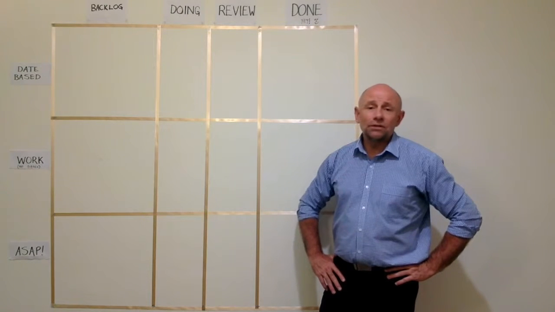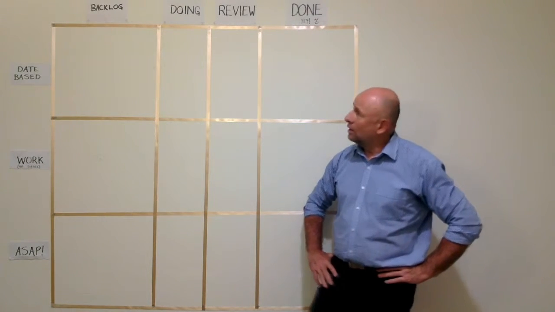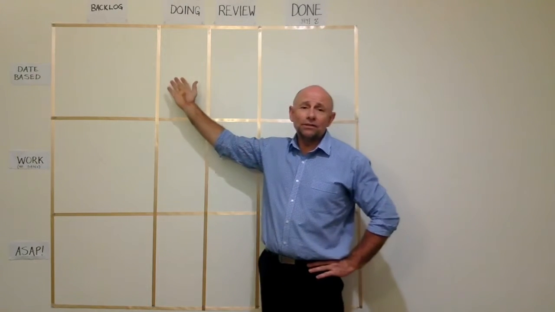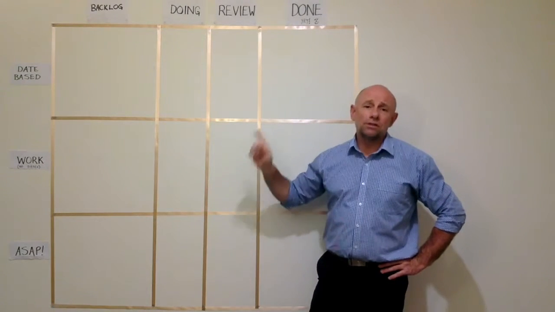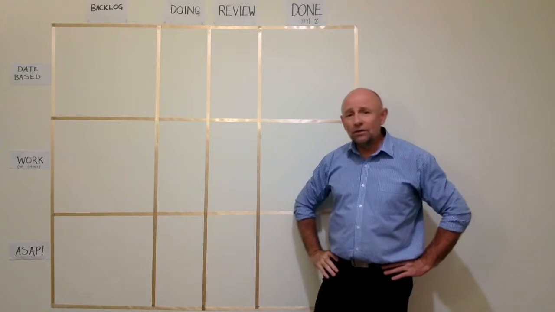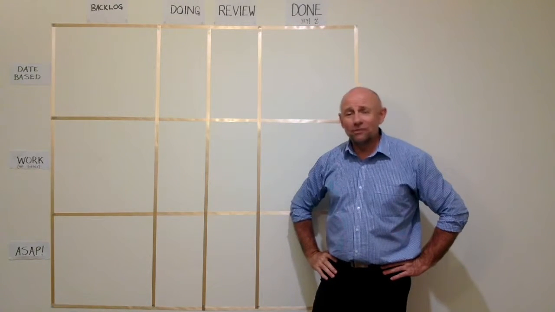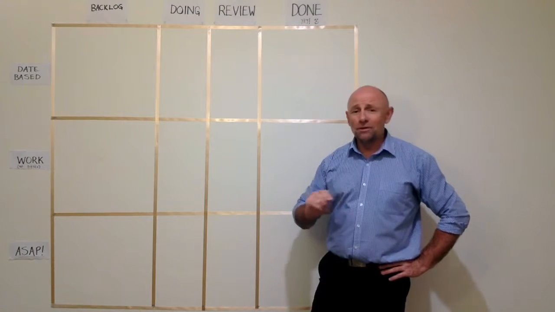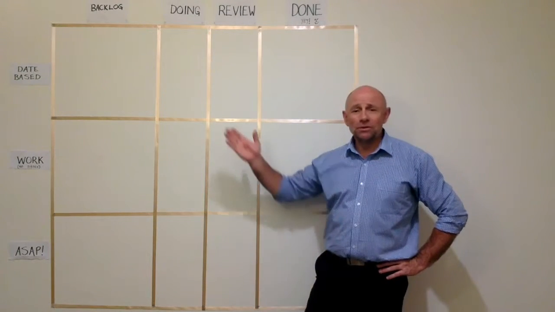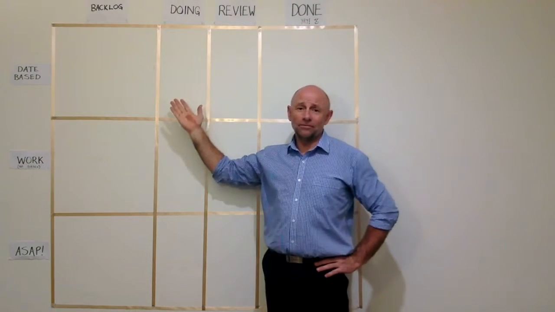So let's just go through each column one by one. We've got the backlog here. That's where I'll place all the work out of my mind onto post-it notes into the backlog column. Even those items that I think about at 3 or 4 o'clock in the morning, of course I've got my post-it notes beside my bed and my pen. I'll write them on that post-it note, and then in the morning I'll go and place them in the backlog.